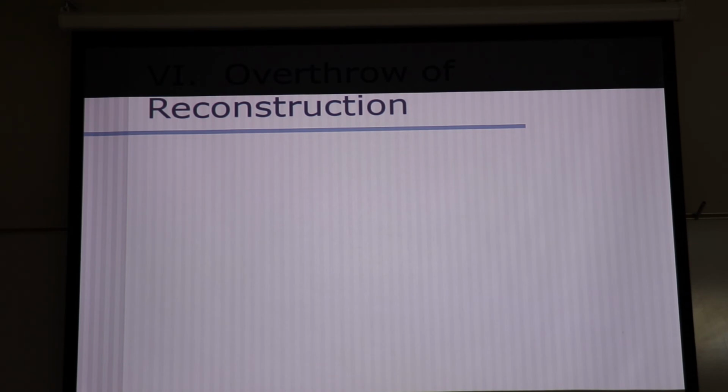Overthrow of Reconstruction, Roman numeral 6.